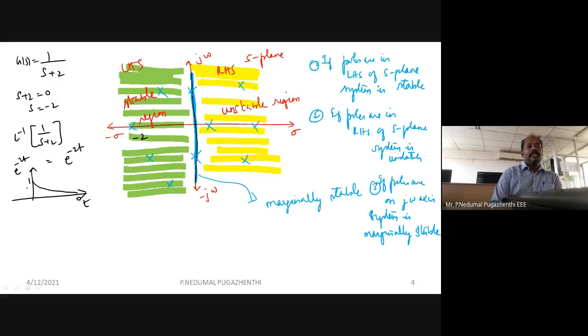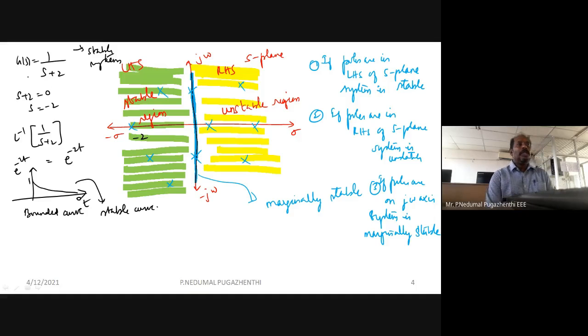So it is a bounded curve. We know the maximum and minimum value of this. The maximum value is 1 and the minimum value is 0. So we know the boundary of the curve. So we call this particular curve a stable curve, and so the system is a stable system. Any system which has all its poles in the left hand side of the S plane, then you say that system is a stable system.